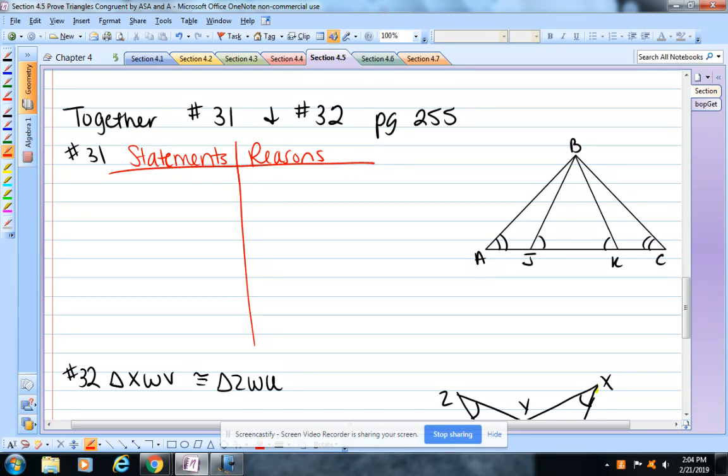So, the first statement is what on number 31? The givens, right? Segment AK is congruent to segment CJ. Angle BJK, I'm sorry, is congruent to angle BKJ. That was one of them. And angle A is congruent to angle C. So those are all given.